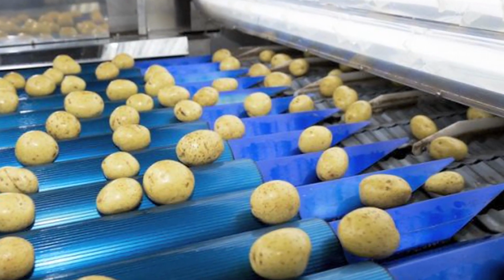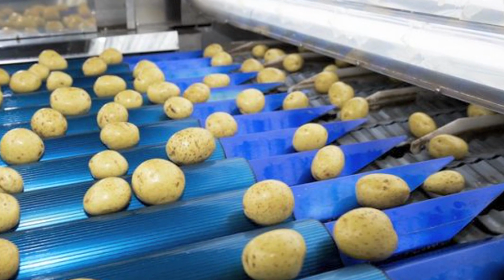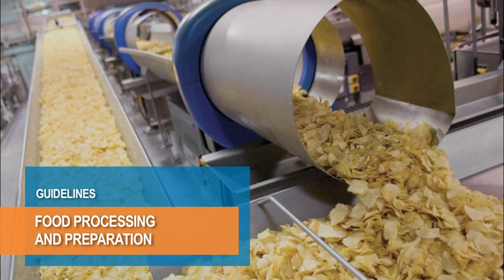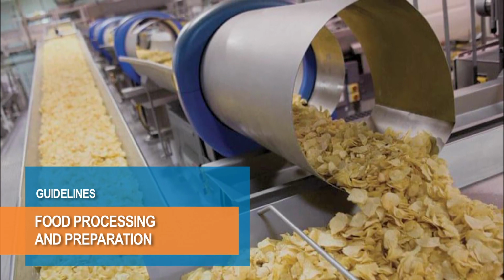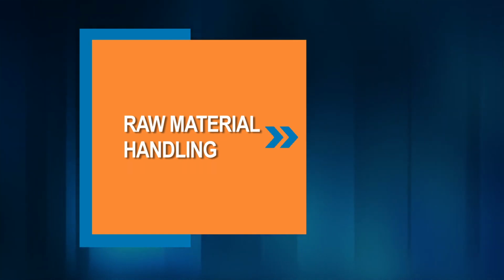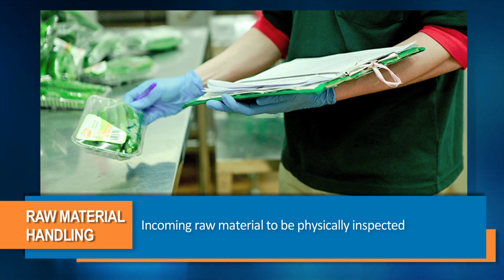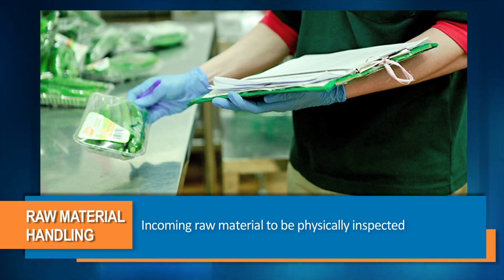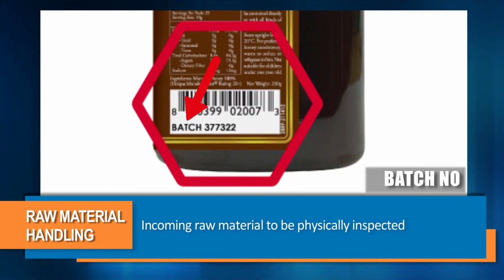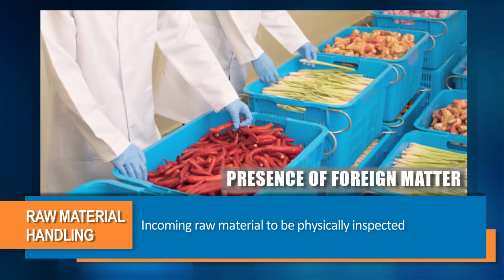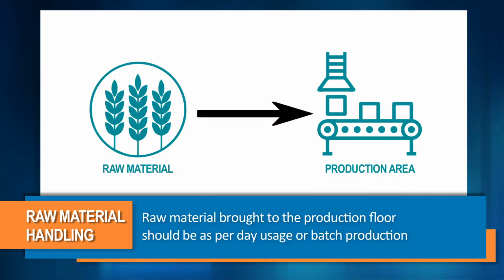In this video, we will learn about food safety and hygiene practices during processing of raw material to manufacture final product. Incoming raw material to the production floor shall be physically inspected for expiry date, batch number, temperature, and presence of any foreign material. Raw material brought to the production floor should be as per day usage or batch production.